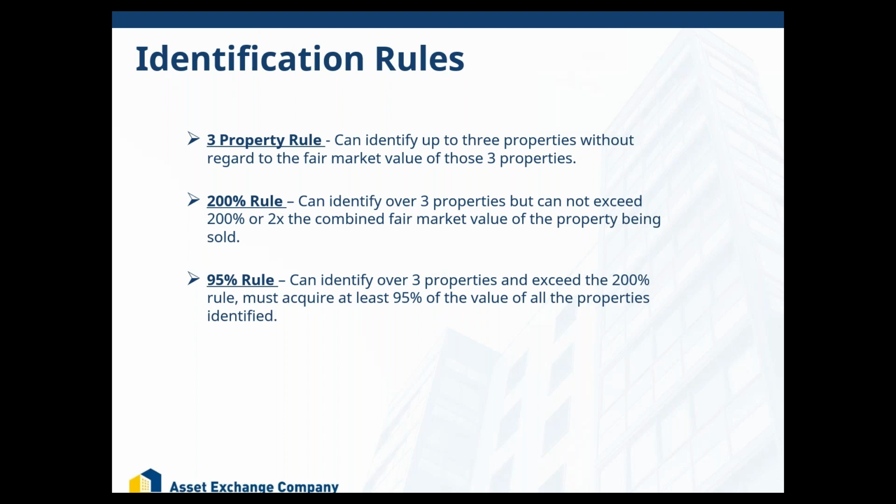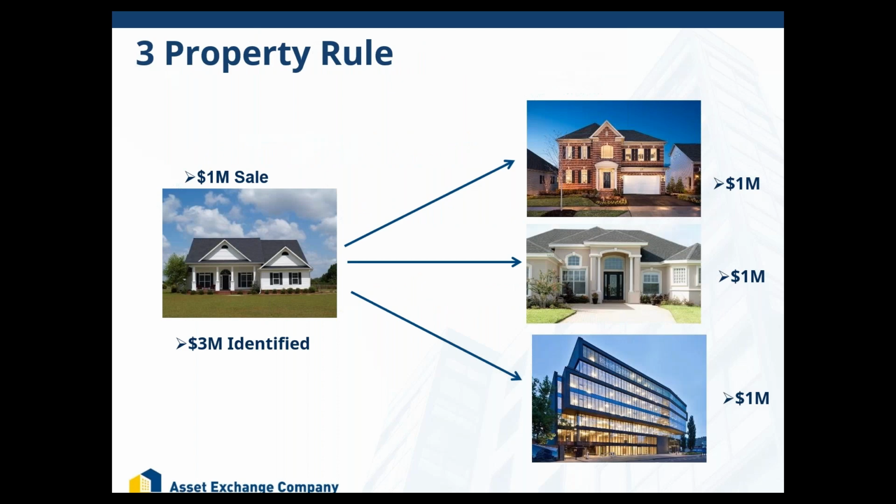I get it. I know that's probably about as clear as mud, right? Let me show you other examples, especially with the 95% rule. And hopefully, once I walk you through the examples of how the numbers work, it'll make sense to you. All right, so here we go. All right, so here's the 3-property rule. Again, if you identify 3 properties or less, the purchase prices can be any dollar amount. It doesn't matter as long as you identify 3 properties or less. All right, so here's a quick example. Let's say we sell our property for $1 million.